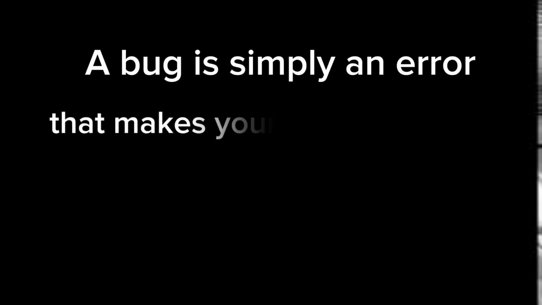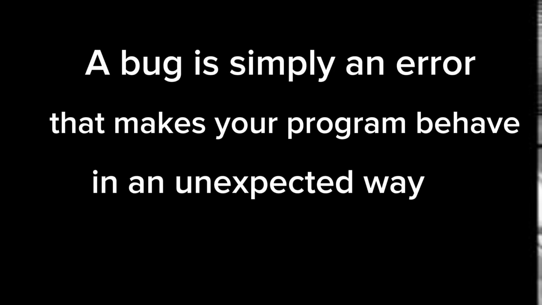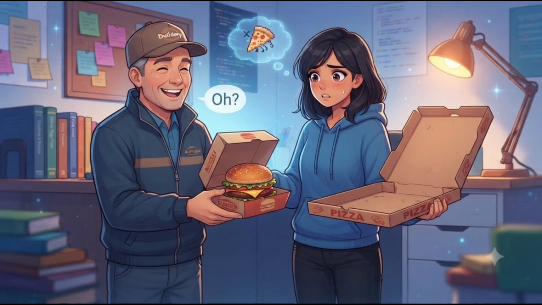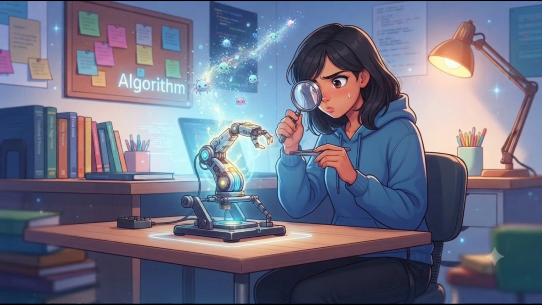The next term is bug. A bug is simply an error that makes your program behave in an unexpected way. For example, imagine ordering pizza, but when your order arrives, you get burgers instead. Something clearly went wrong. That's a bug. The next term is debugging. Debugging means finding and fixing those bugs. For example, imagine your TV remote suddenly stops working. You check the batteries, clean the contacts, press the buttons a few times, and eventually it starts working again. That whole process is called debugging.